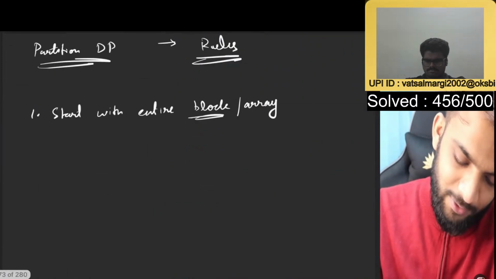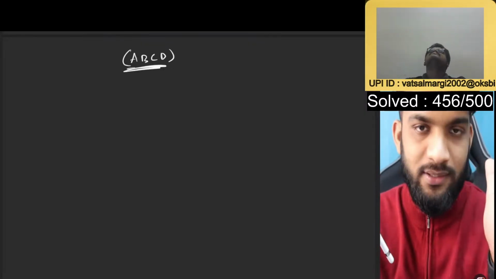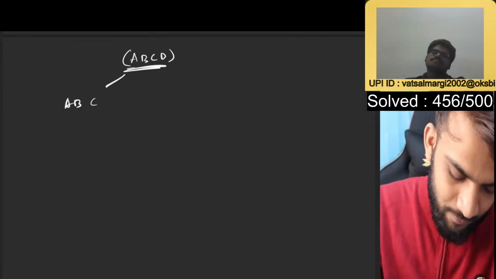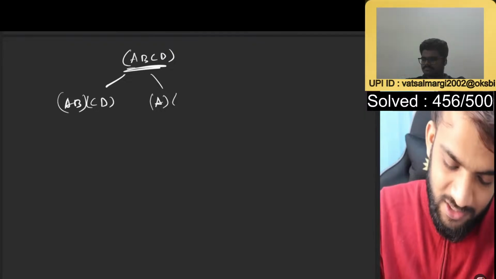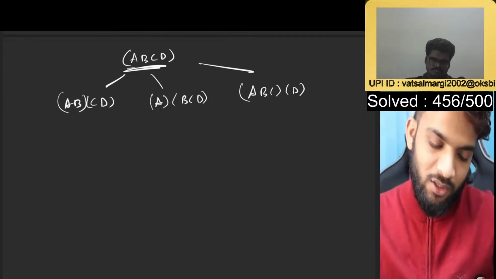It will be something like this. Let me explain. If I'm writing A, B, C, D, these are the 4 guys. You start with all the 4 guys and ask how you can solve this. I can either go A, B or C, D. I can either go A and B, C, D. Or I can go A, B, C or D.